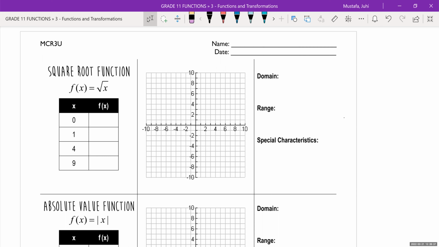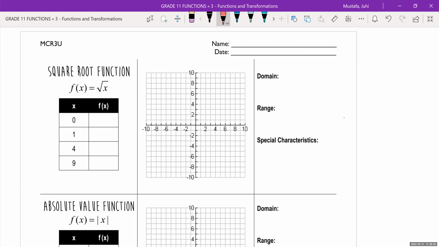So I've already written it down for you. The numbers I always want you to pick for a square root function, if you want to make your life easy, is 0, 1, 4, 9. And if you had enough space, you could also pick 16, 25. But usually our graphs go from 10 to -10. So those are the numbers I always pick.